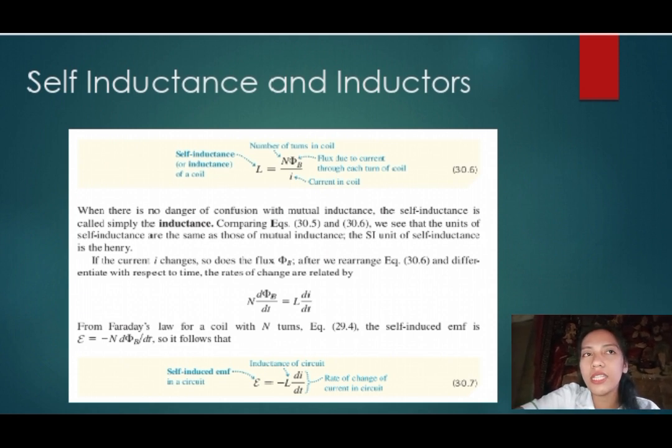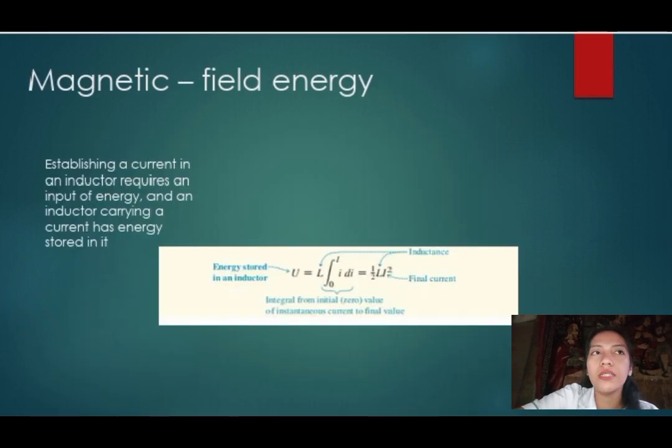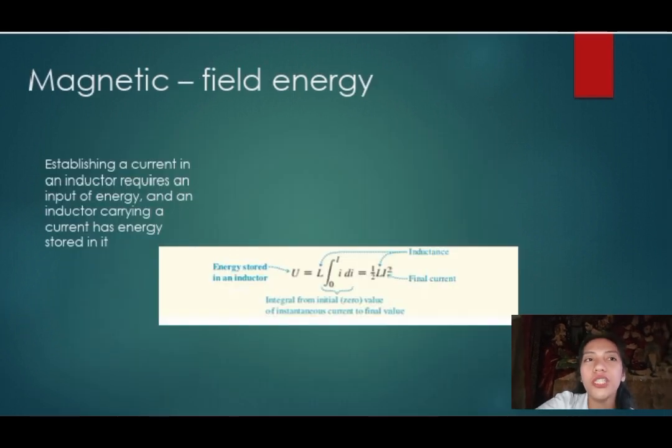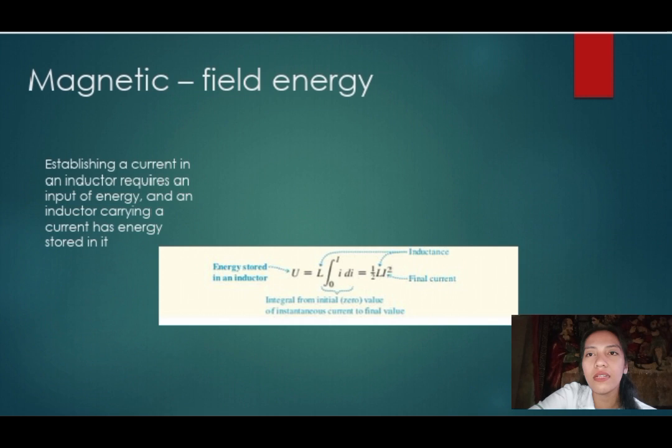The next slide is the energy stored in a magnetic field. Establishing a current in an inductor requires energy. This energy is not lost but stored in the magnetic field created around the inductor. As long as the current continues to flow, the energy remains stored in the magnetic field.